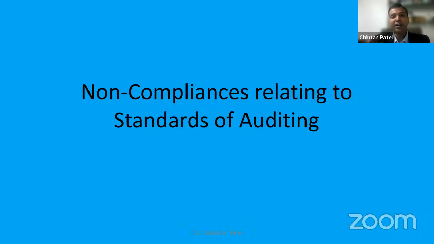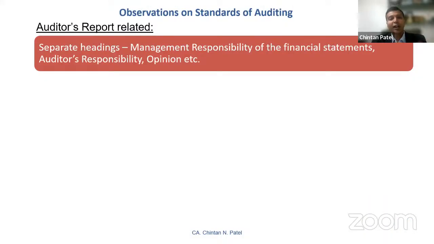Quality is measured by way of compliance with the requirements. So compliance with accounting standards, compliance with standards on auditing, compliance with laws and regulations, that means the financial reporting is of quality. So let us look at a few important points which are relevant for all of us to understand from the auditor's point of view.